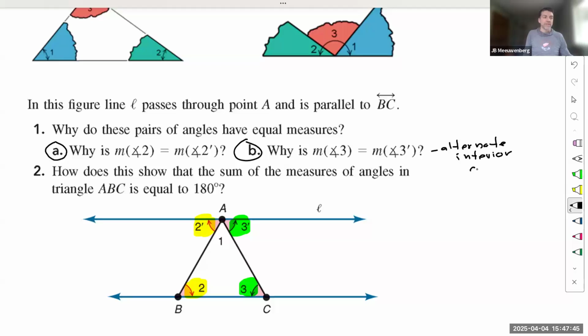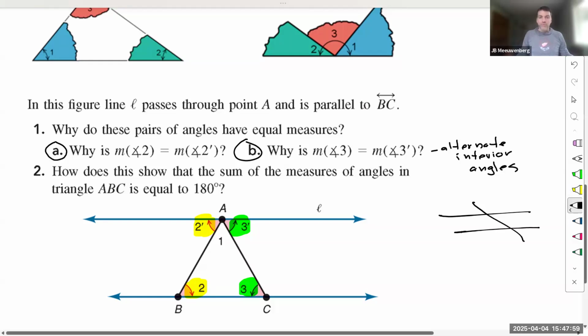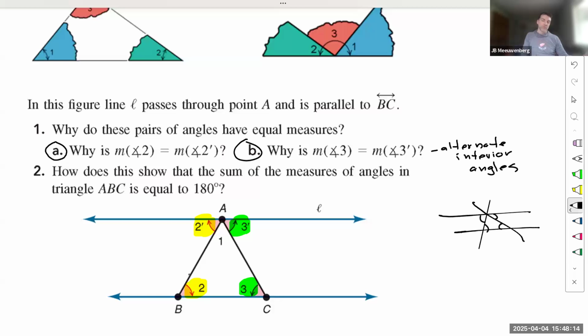We discussed that in the previous video. There is a set of parallel lines. There is a transversal running through them, and opposite interior angles, these and these, are always going to be equal. We just happen to have a second transversal running that way, meaning those two are equal. So that's why angle 2 and 2 prime are equal, and angle 3 and 3 prime are equal.